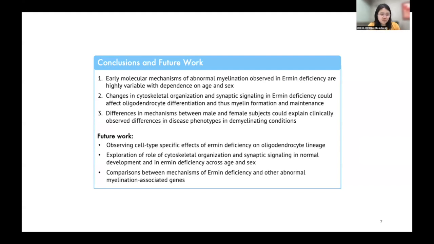So for future work, I will be looking at the cell type specific effects of Ermin deficiency, specifically on oligodendrocytes where they are expressed. And I'll be looking further into the roles of cytoskeletal organization and synaptic signaling and how these are regulated in Ermin deficiency across age and sex. And I will also be doing a comparison between Ermin deficiency and other myelin-associated genes or genes associated with disease.